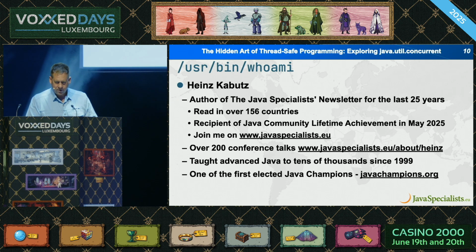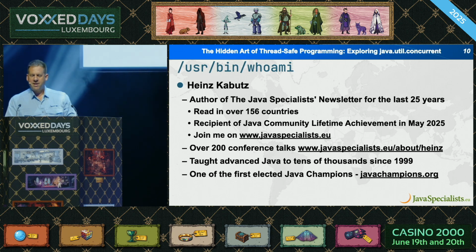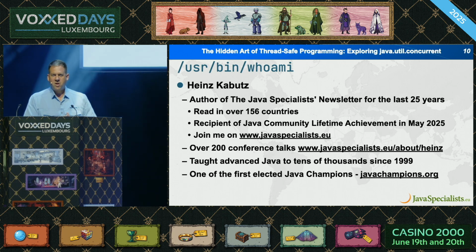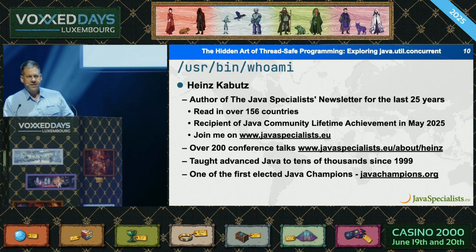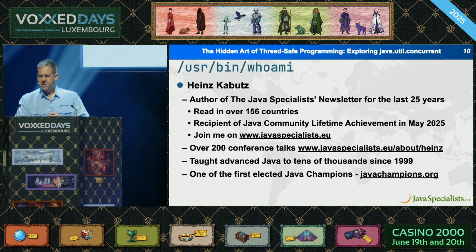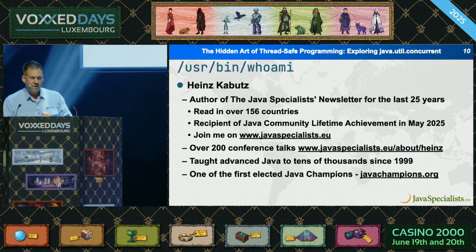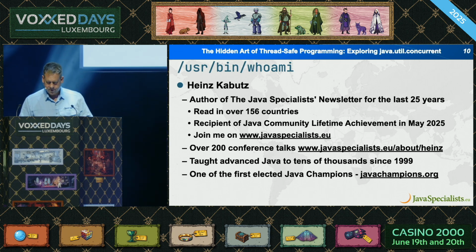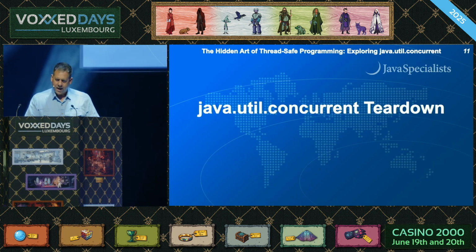Oh, I just have to say who I am. So I'm Heinz. I'm the guy that makes the ketchup. No, not really. I write the Java Specialist newsletter. I've been doing it for about 25 years. If you want to have a look at that, pop over to javaspecialists.eu. I speak at conferences. I teach Java. I'm also a Java champion. Not the only one here. Saw 2 others too.